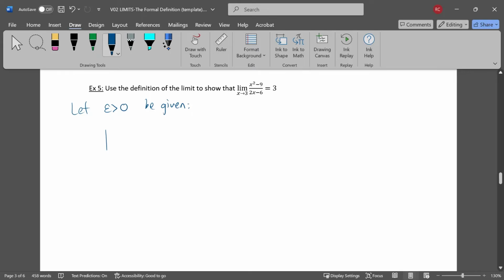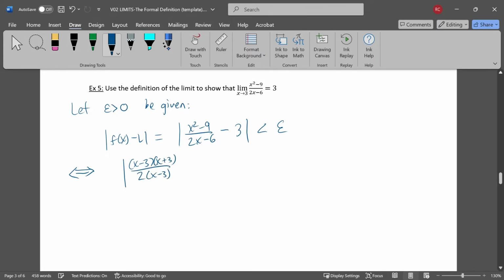Then if we look at the function, the absolute value of f of x minus L is x squared minus 9 over 2x minus 6 minus 3. If this is less than epsilon, what else can we say? Well, this is true if and only if the absolute value of x minus 3 times x plus 3 over 2 times x minus 3 is less than epsilon. Because it's the same statement, right? All I did was factor those expressions.